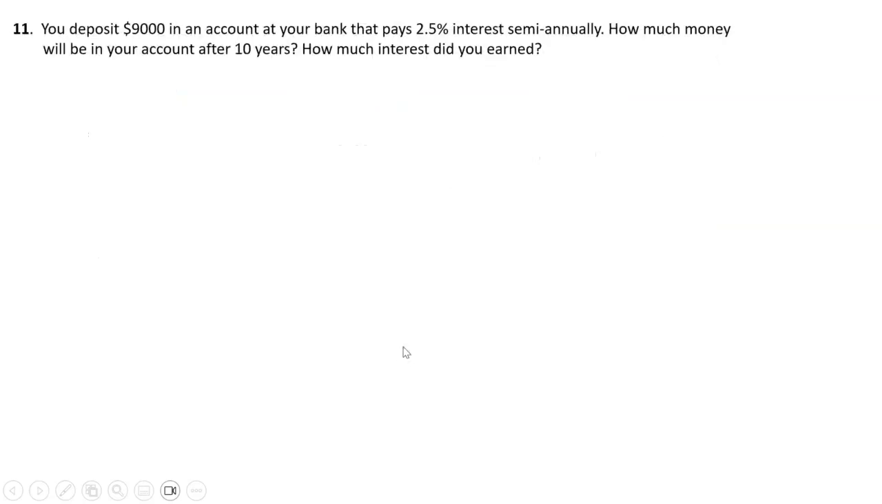Number 11. You deposit $9,000 in an account at your bank that pays 2.5% interest semi-annually. How much money will be in your account after 10 years? And how much interest did you earn? So this one is a compound interest problem. Okay, and here's your formula. But it's easier to use this one instead because the i is the same thing as r divided by m, and the n is equal to m times t. This will be much more student-friendly to put into the calculator.